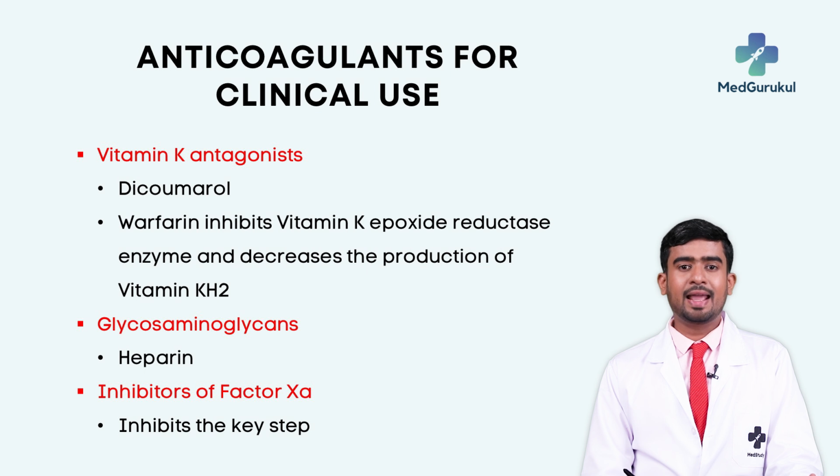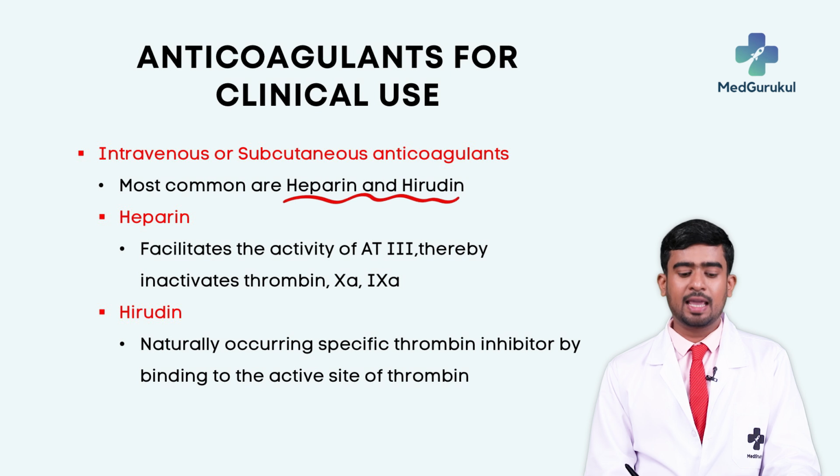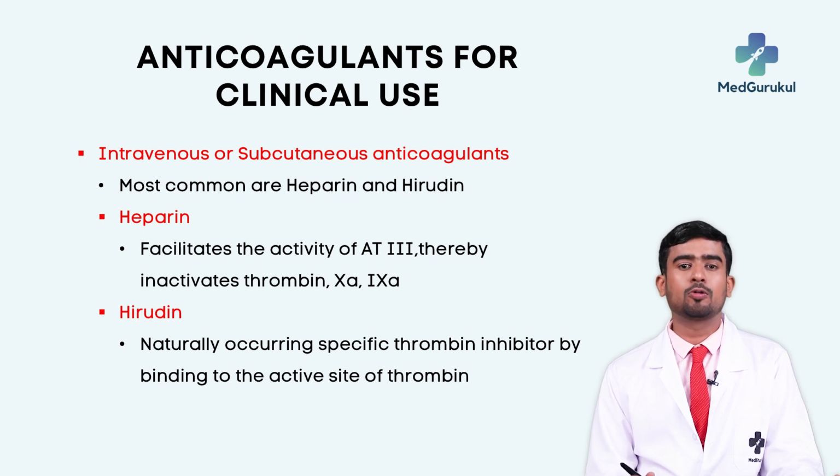orally. Now, coming to the next group, that is intravenous or subcutaneous anticoagulants, the two most widely used are heparin as well as hirudin. The mechanism of action of heparin we have already discussed, that is, it binds with antithrombin 3 and it inhibits the formation of factors 12, 11, 10 and 9. Hirudin binds to thrombin and acts as an inhibitor to thrombin. Thereby, thrombin is not able to enhance the production of further clotting factors.